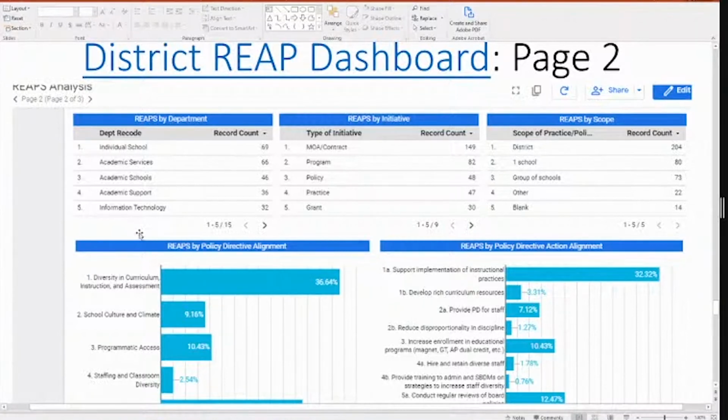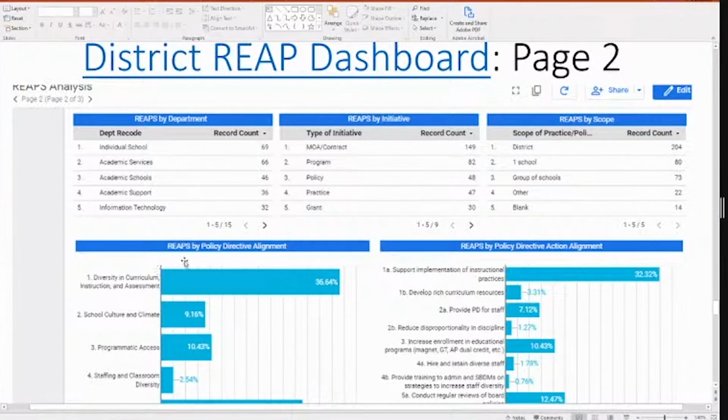So we code each REAP for its alignment to the tenets and the directives. You'll see here the majority of the REAPs have been related to curriculum and instruction. This is cut off, by the way, because these are screenshots. If Dr. Marshall's okay with it, we can provide the dashboard to people to look at. At this point, it's been an internal dashboard for department heads.